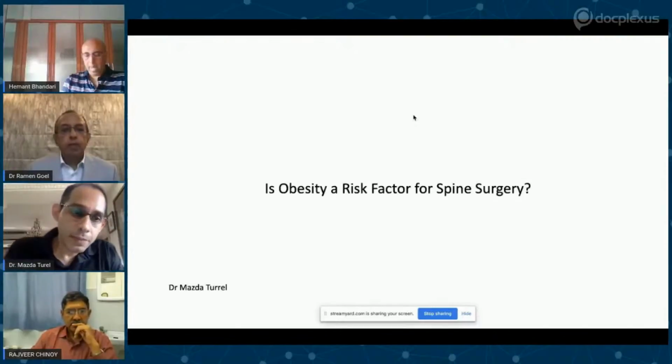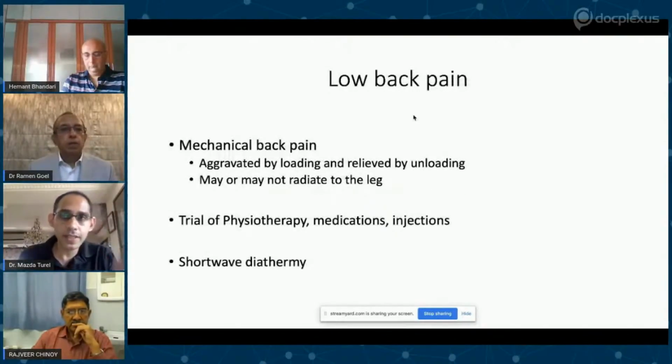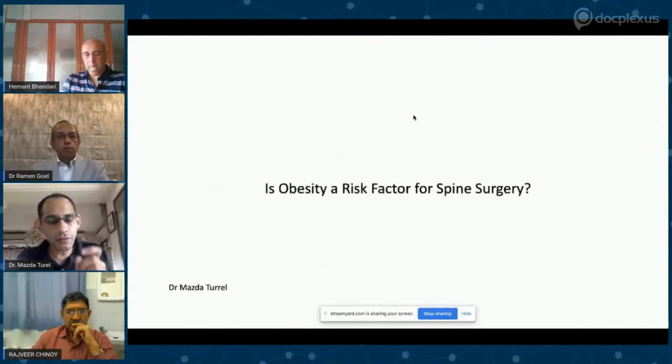Yes, definitely. My experience has been that obesity is definitely a risk factor. But what is changing is the kind of surgery that we are doing, which is now negating that risk. When we traditionally performed open surgery, we had larger incisions, lots more retraction. The muscles used to get retracted for longer, there used to be ischemia of the muscles, and the wounds did not heal as well.